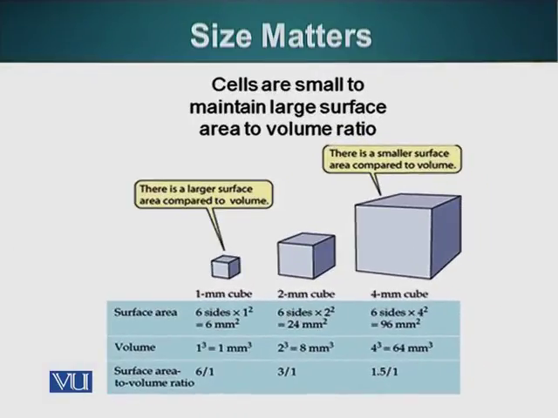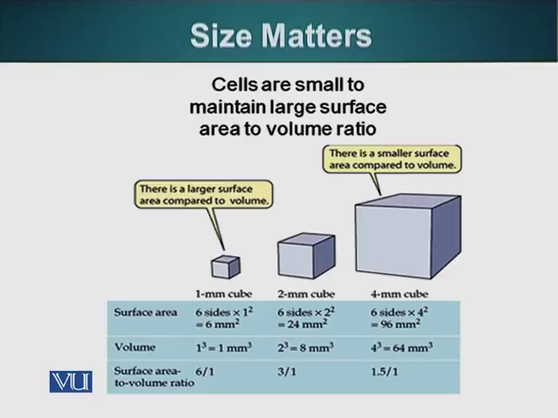So let's look at the general formula. We get the surface area of a cube by adding the areas of the 6 sides of the cube. So if a cube is 1 millimeter in each dimension, the surface area of this cube will be 6 square millimeters. Whereas if we calculate the volume of this cube, it will be 1 cubed, which is also 1. So the surface area to volume ratio is 6 to 1.